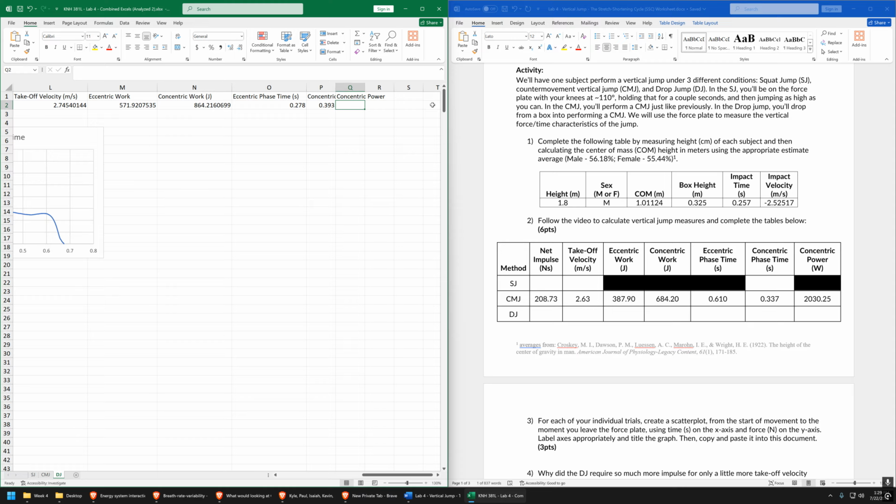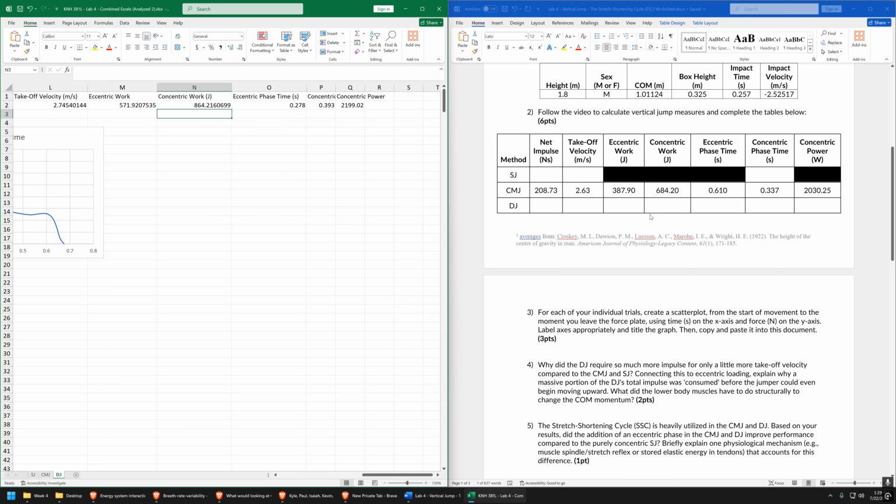And then concentric power. If you remember, power is work divided by time, and we must use the correct ones, so concentric work, concentric time. And they are in the correct units, joules per second. Joules per second is watts. Great, just shy of 2200 watts.